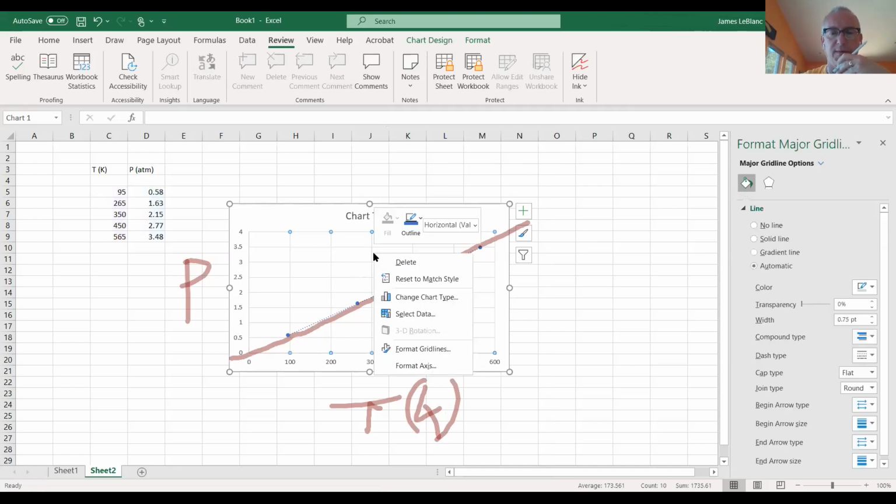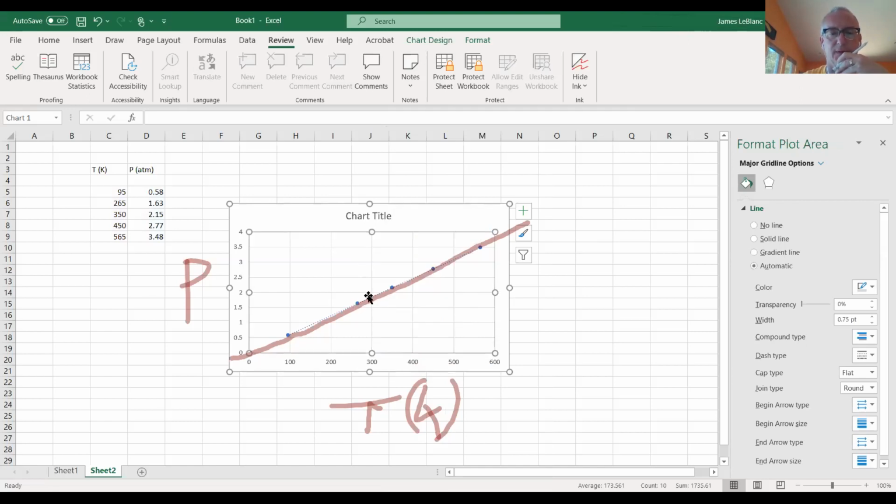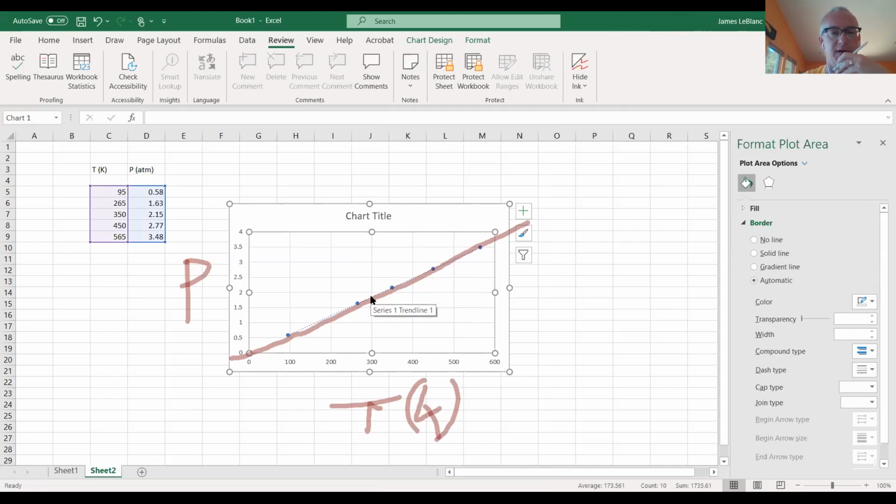Why won't it show the slope? That's the whole point. Format grid lines. Stupid piece of crap.